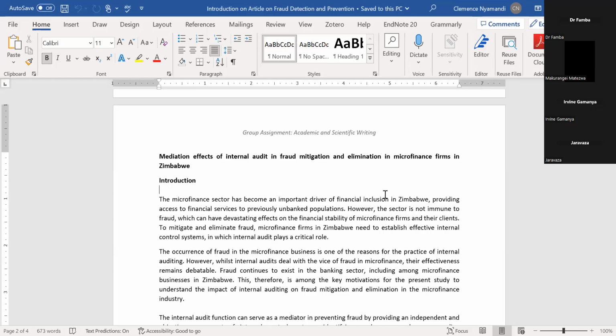Right? And then now, after you have done so, you then say, however, the sector is not immune to fraud, which can have devastating effects on the financial stability of microfinance firms. Do we have some more citation to support that there can be devastating effects on the financial stability of microfinance firms and their clients, right? The last part, where you are saying to mitigate and eliminate fraud, microfinance firms in Zimbabwe need to establish effective internal control systems in which internal audit plays a critical role.